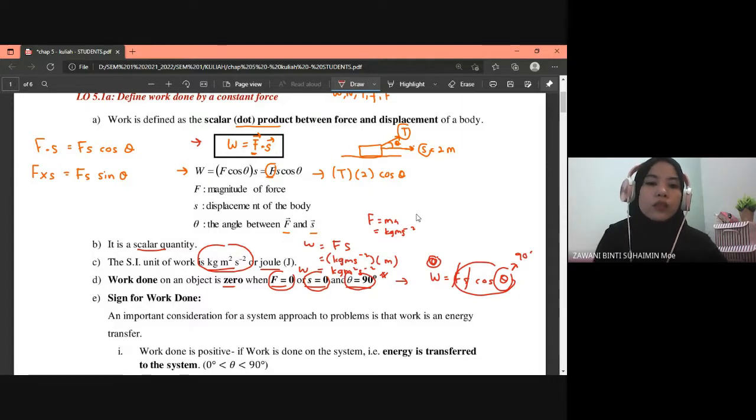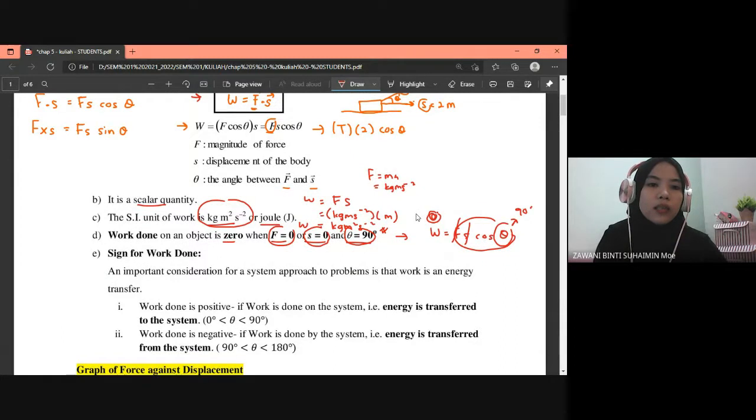Okay, so sign for work done. Okay, so as you know, since our work is a scalar quantity, secara fiziknya sepatutnya dia tak ada plus minus sign kan, sebab plus minus is always refer to the direction of the quantity. But since sekarang scalar quantity, so maksudnya work sepatutnya hanya ada magnitude saja. Dia tidak ada plus minus sign. Tetapi dia akan ada plus minus sign. Tapi plus minus sign tu awak kena ingat, it's not refer to the direction of the work, okay? But it refer to the numbers of energy.